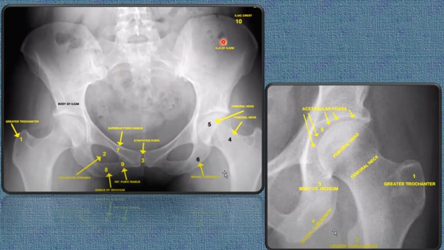Now again, ala of ilium, iliac crest, right? Acetabulum, head of femur, neck of femur, greater trochanter, superior pubic ramus, inferior pubic ramus, body of pubis, pubic tubercle, pubic symphysis, pectineal line, pubic crest, pectineal surface, iliopectineal line, and sacroiliac joint, right? And greater sciatic notch, right? What else? Body of ischium.